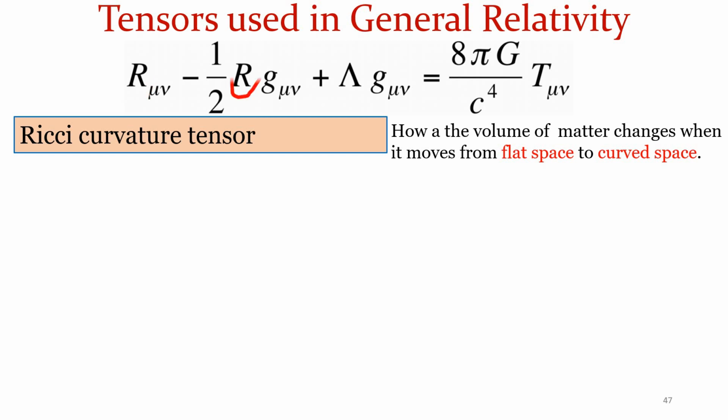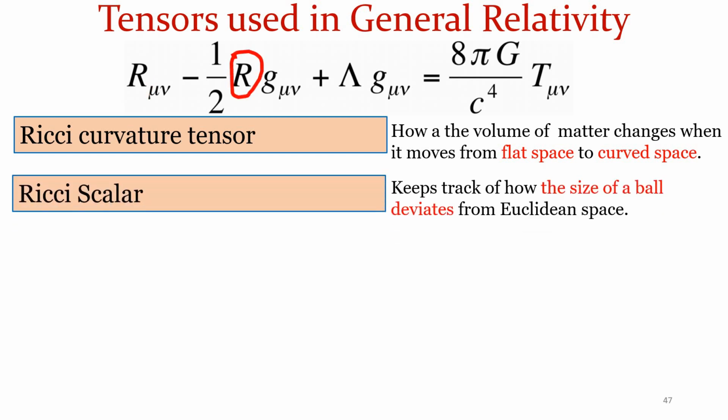The second one, this R, is called the Ricci scalar, or you can call it the scalar curvature. It keeps track of how the size of a ball deviates from Euclidean space. That means if I move the ball in a Euclidean space, how much deviation takes place from the Euclidean space to a Riemannian space or a curved manifold. That is what the Ricci scalar measures.